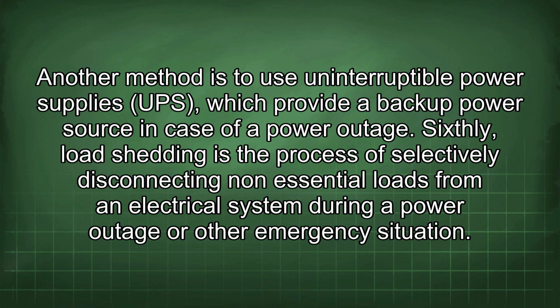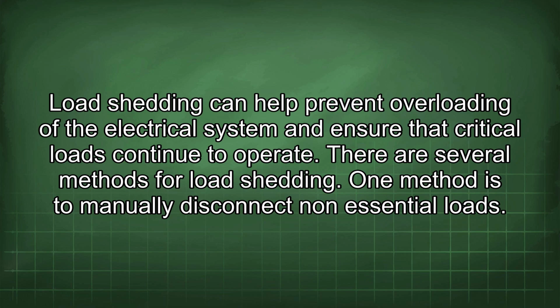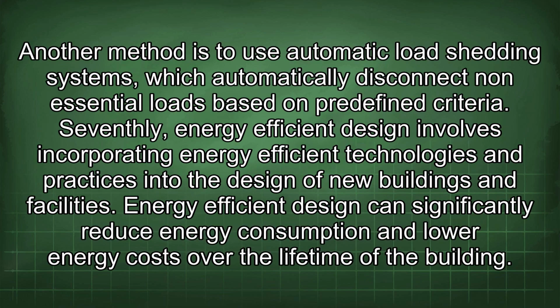Sixthly, load shedding is the process of selectively disconnecting non-essential loads from an electrical system during a power outage or other emergency situation. Load shedding can help prevent overloading of the electrical system and ensure that critical loads continue to operate. There are several methods for load shedding. One method is to manually disconnect non-essential loads. Another method is to use automatic load shedding systems, which automatically disconnect non-essential loads based on predefined criteria.